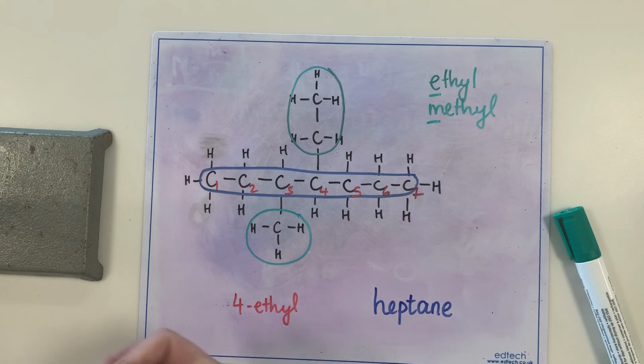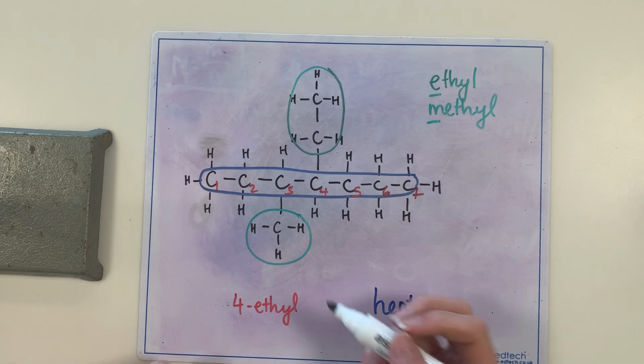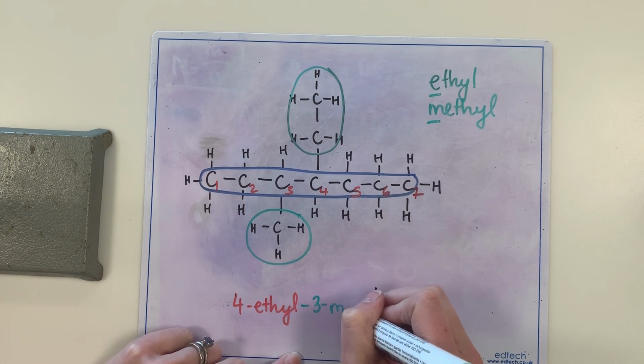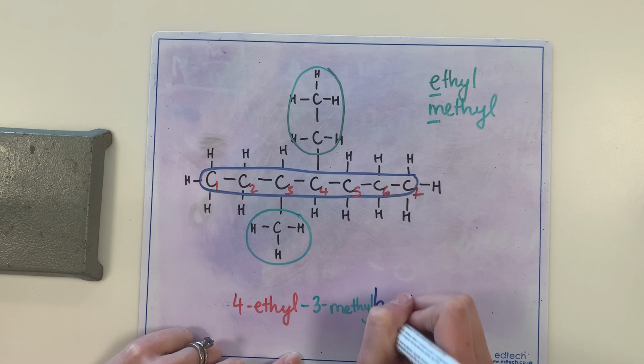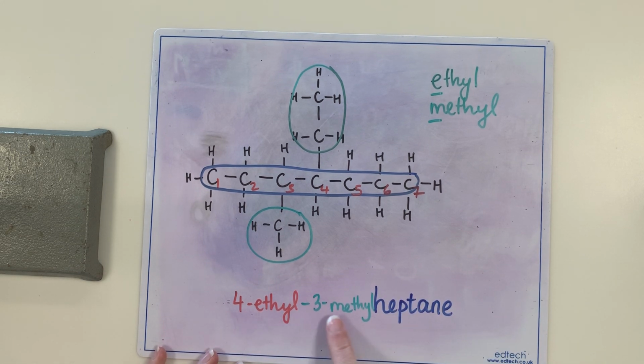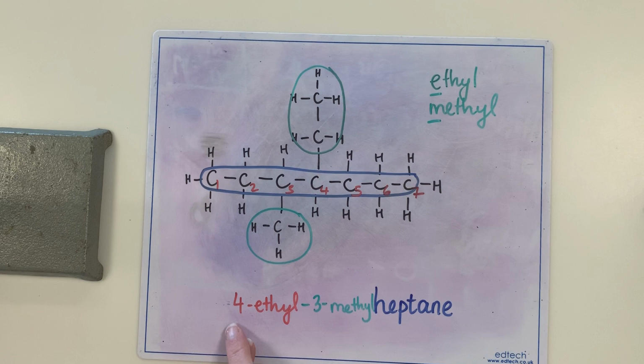ethyl, and then we'll write 3 methyl. Sorry, it's a bit squashed in there. So this one is 4 ethyl 3 methyl heptane. So again, seeing the alphabetical order takes precedence over numeric order here.